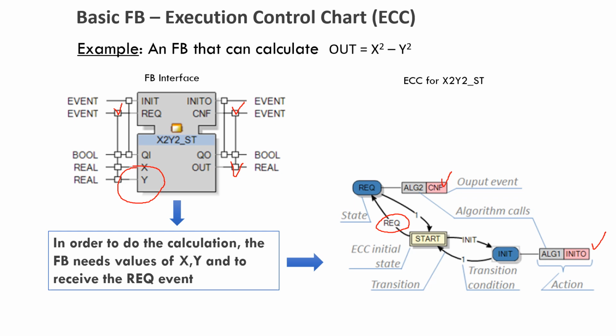So then it has actions. Action is a combination of algorithm call and event output, like this action, alg2 and cnf. Each state can have many associated actions. In this particular case, two of the states, rec and init, have only one associated action, but it's not a limitation of the standard.